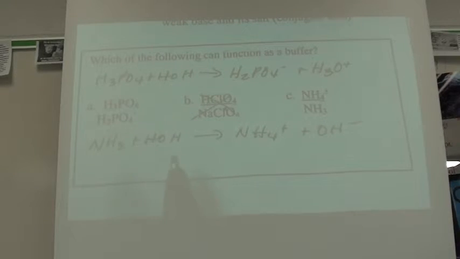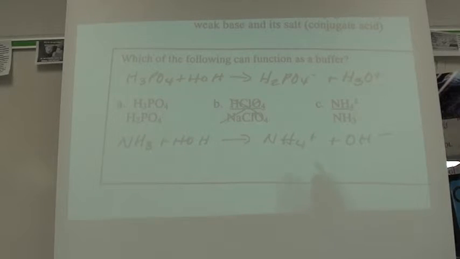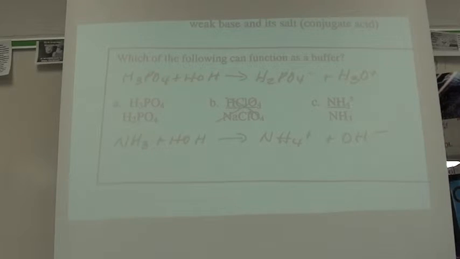All right, and here is a basic buffer system. We have a weak base and its conjugate acid. If I add a proton, what part of this buffering system will help it? NH3, because it is the base. If I add a hydroxide ion, the acid will defend.